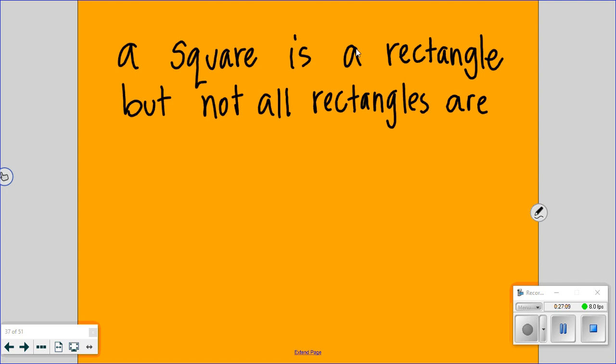But not all rectangles are squares. Because they're different shapes. Because rectangles don't have all equal sides.